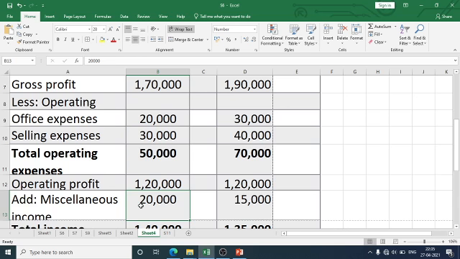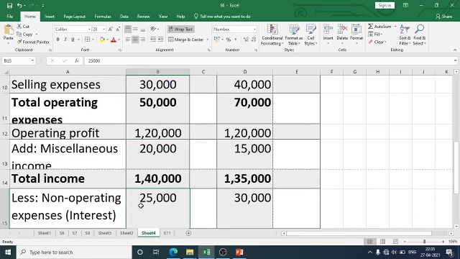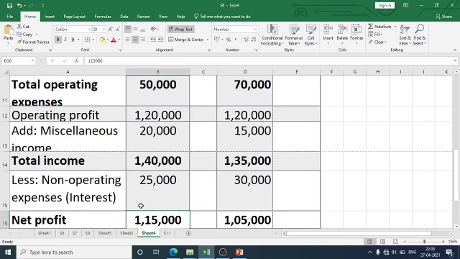Next, add miscellaneous income that is given in the problem 20,000 and 15,000 respectively for 2 years. So total income you will get, and finally you should subtract the interest paid. That will be considered as non-operating expenses, and you will find net profit of 1,15,000 for 2018 and 1,05,000 for 2019. So these things should be done in the first phase.